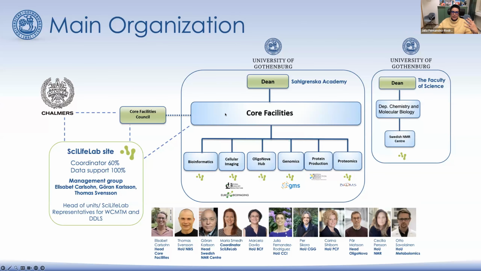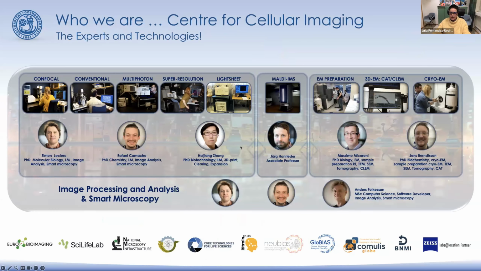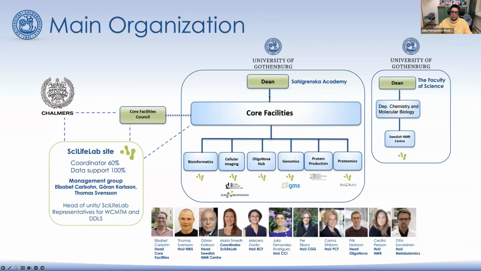I just showed you our main organization. Our facility is part of the Gothenburg University. Gothenburg University has two main faculties: the Sahlgrenska Academy, which is the medical faculty, and the Faculty of Science. Of course, we also interact a lot with Chalmers University, the other university just a kilometer away from Gothenburg University, which is a bit more technical. But where we are focused here is what we call the core facility organization, where the heads of these core facilities are directly under the dean.